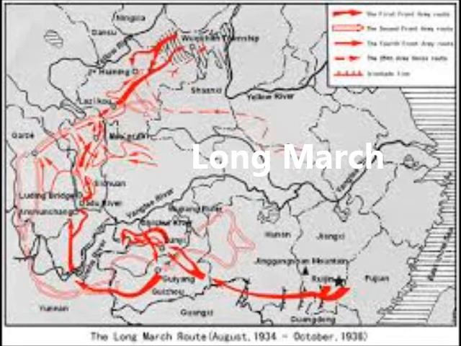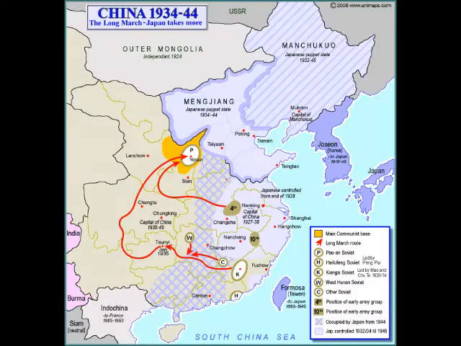The nationalists immediately engaged in a drive to rid China of the communists. In 1934, the communists trekked across China to escape from the nationalist army. Their journey was over 6,000 miles long, and it lasted about a year. This event became known as the Long March. 90,000 Chinese communists began this journey, but only 7,000 survived. It looked like the Communist Party would be wiped out.